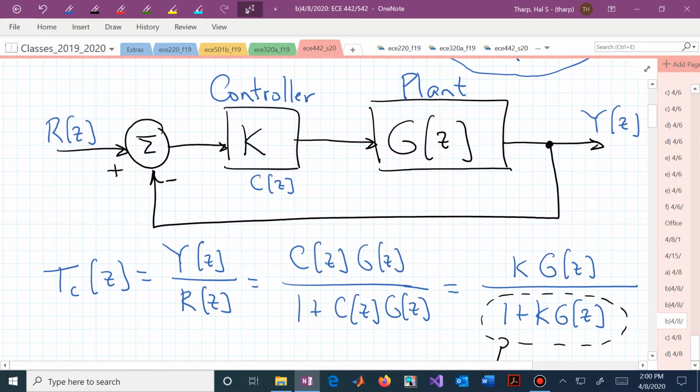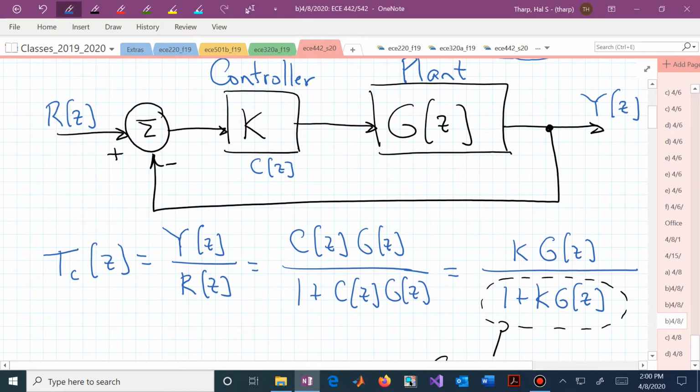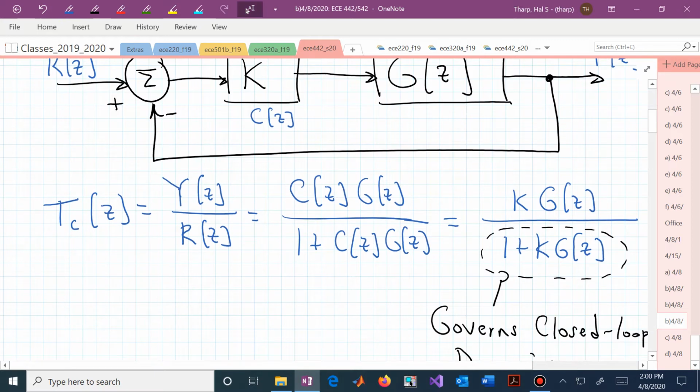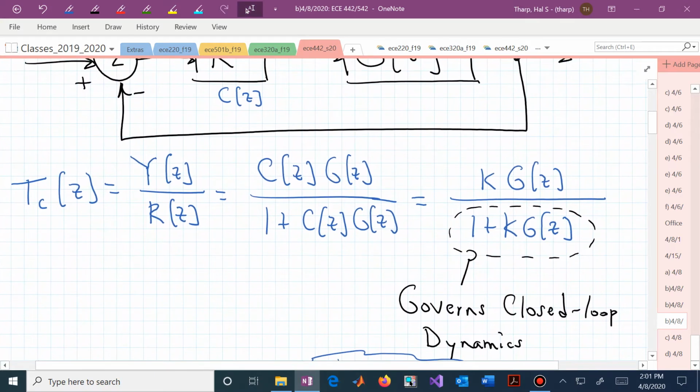We can derive this, you could do this in your sleep now. This is kg over 1 plus kg. In general, it's cg over 1 plus cg. Here, c is just a proportional controller, k, meaning we now have our closed loop transfer function, capital T sub c of z, being equal to kg over 1 plus kg. And the denominator of that closed loop transfer function does govern the dynamic behavior of our system.